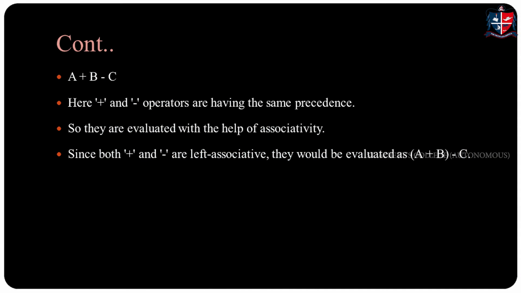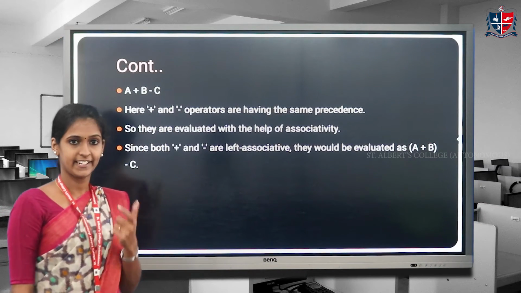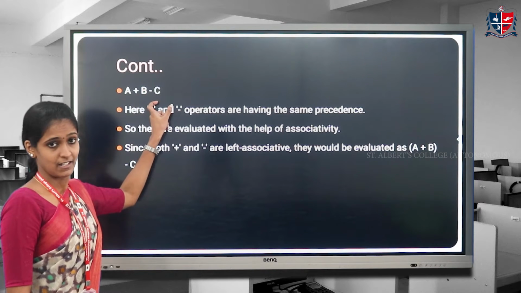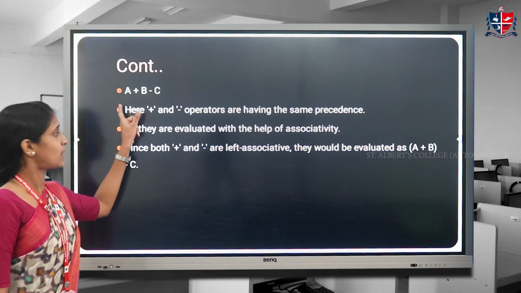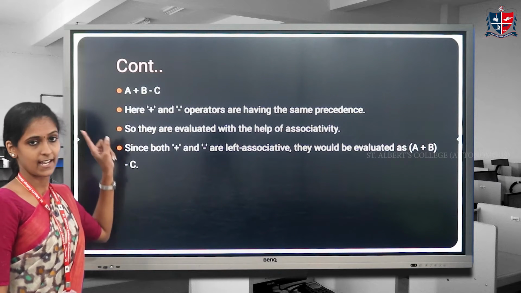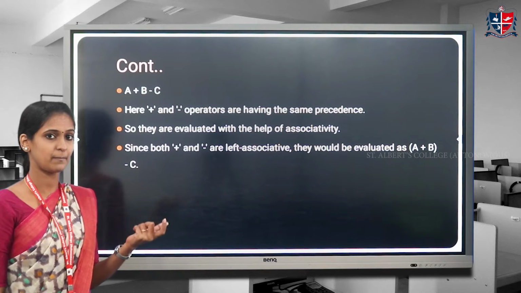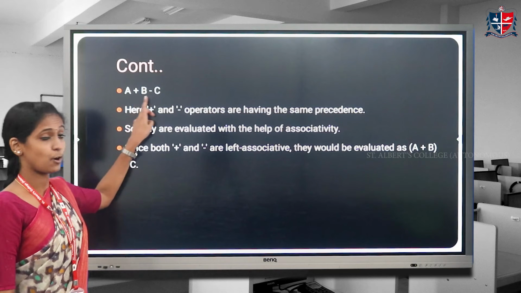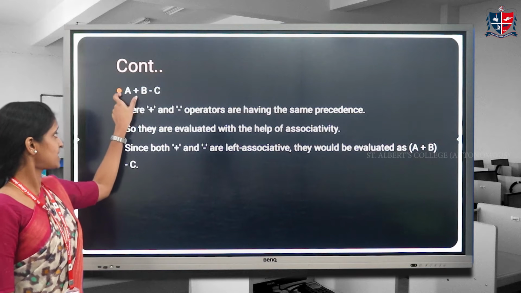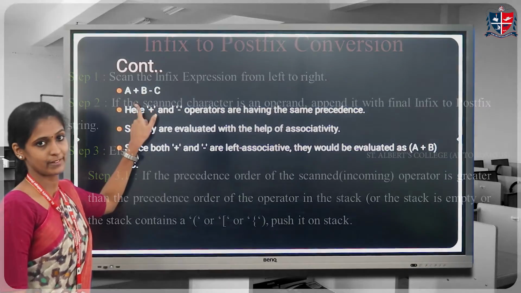So if your expression is a plus b minus c, we may have a doubt: do we first perform a plus b, or b minus c? As we said, it works based on the associativity rule. In the case of addition and subtraction, the associativity is from left to right. So first we perform a plus b, and only then subtract c from that.